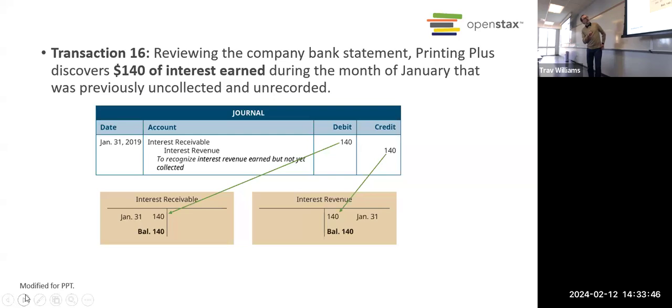And we earned $140 of interest. The customer, well, let me ask you, has the customer paid us?